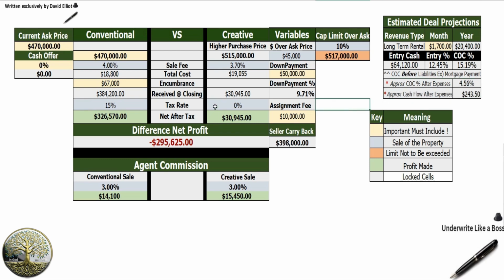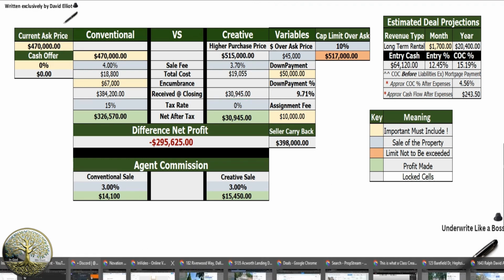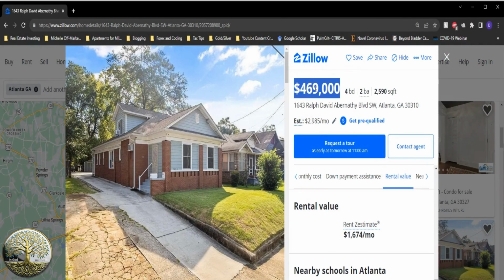So this is not a deal worth pursuing in the sense that you don't want to be spending time presenting a creative offer to the seller when they could go ahead with cash or conventional. Even at $45,000 over ask price, it's way too much money in terms of the seller carryback and very little money up front. And most sellers want their money up front. They do not want to wait 3, 5, 7 years. So this would be a property example of which I would letter this out and give it an F.